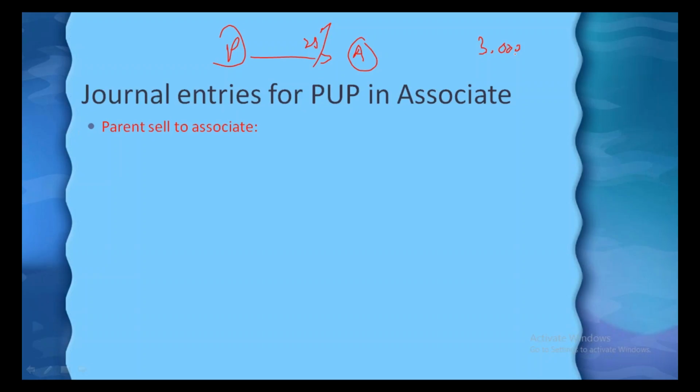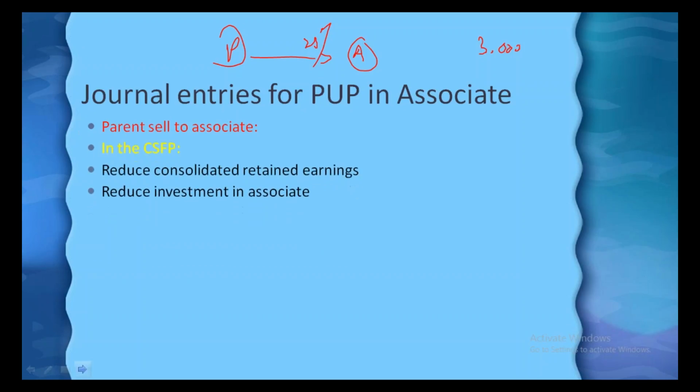So on the 3,000, when the parent sells to the associate, what have we got to do? Let's look at this very carefully. In the consolidated statement of financial position, we would have taken the entire 3,000 profit in the parent, because the parent would have sold many other goods to all the other people. Let's assume the parent has made a total profit of 50,000, not only by selling to the associate, but also to the others.